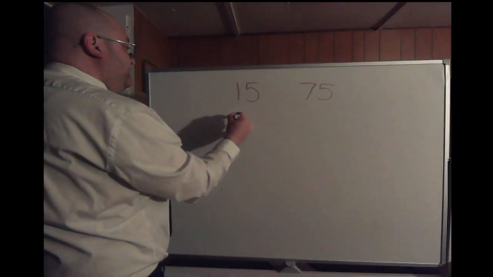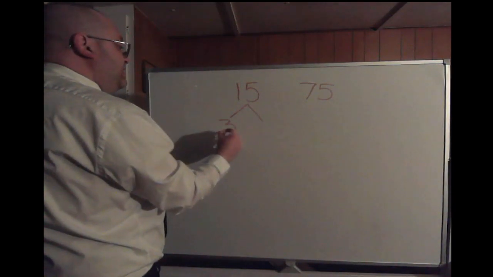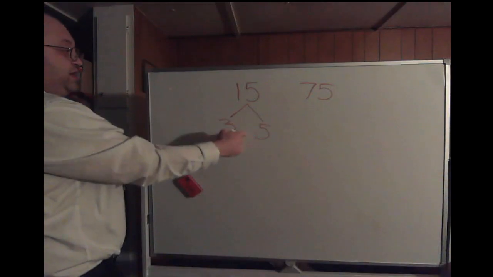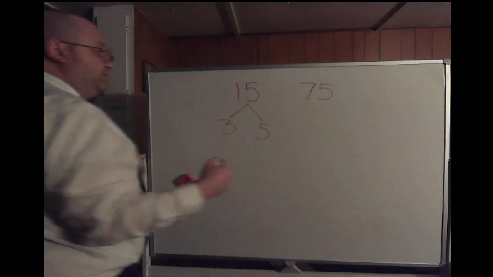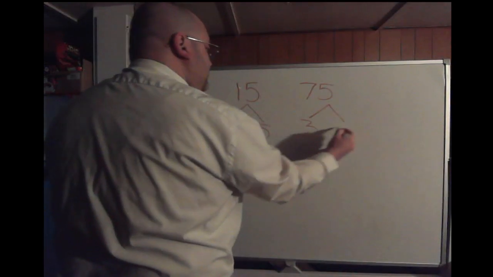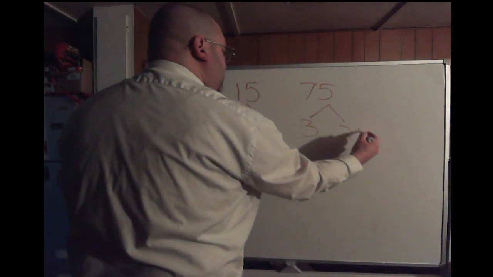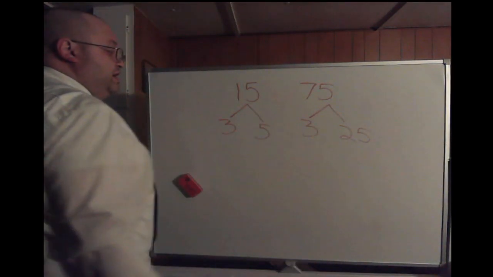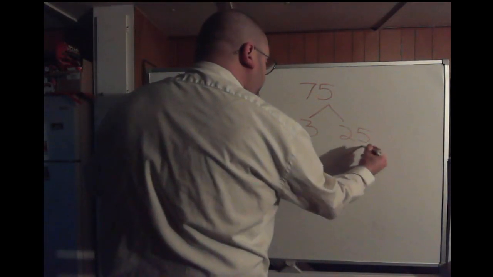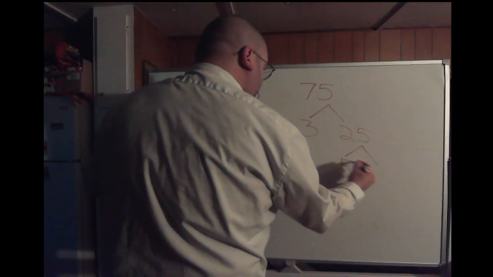Well, 15 can break down into 3 and 5. And those are prime factored. 15's prime factored. You can't factor those any further. But 75, you would have 3 and 25. Okay. Well, 3 doesn't factor any further, but 25 does, into 5 and 5.